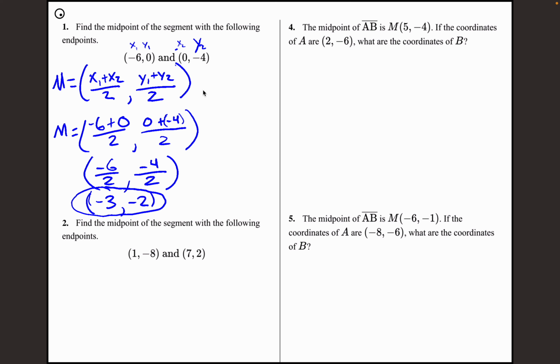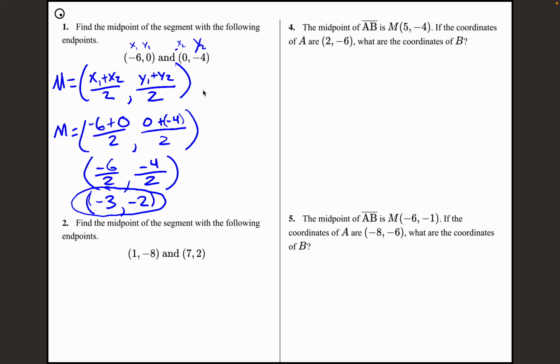Let's look at number 4 over here. This time we're given the midpoint. We're given the midpoint of AB, and that's 5, -4. The coordinates of A are 2, -6. We need to find the coordinates of B.